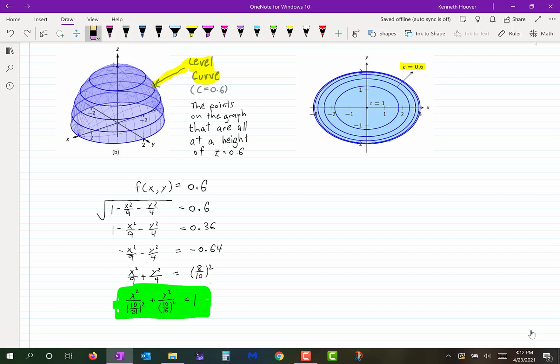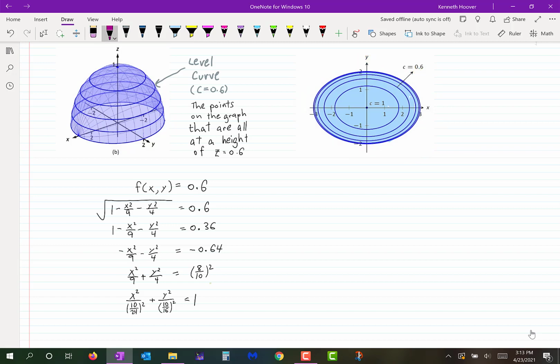But technically, this is the equation of the level curve, and that is the equation of an ellipse in the xy plane. How many level curves are they showing over here in this picture? 1, 2, 3, 4, 5. I see 6. Do you see all 6? Probably not. I bet you only see 5, huh?